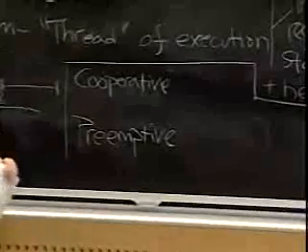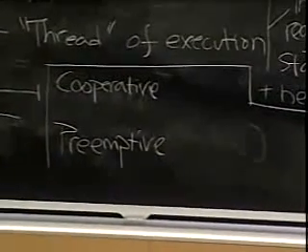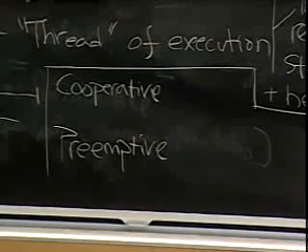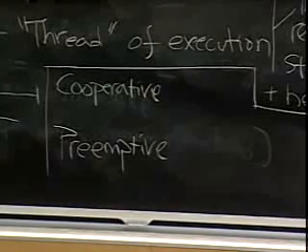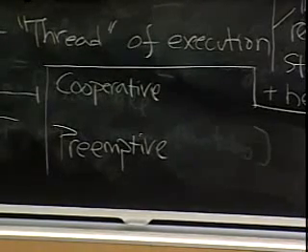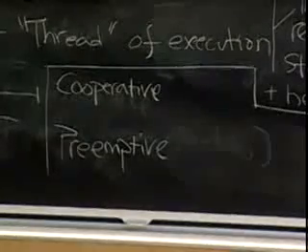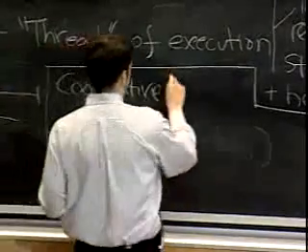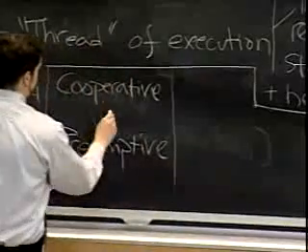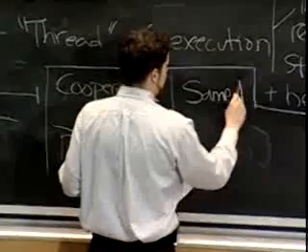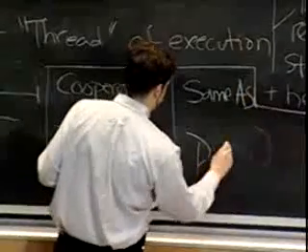In preemptive scheduling, some part of the computer, say the kernel, periodically forces the currently running thread to give up the processor and starts a new thread running. And we'll see how that works. Okay. I also want to draw a distinction between whether these threads are running in the same address space or in a different address space.